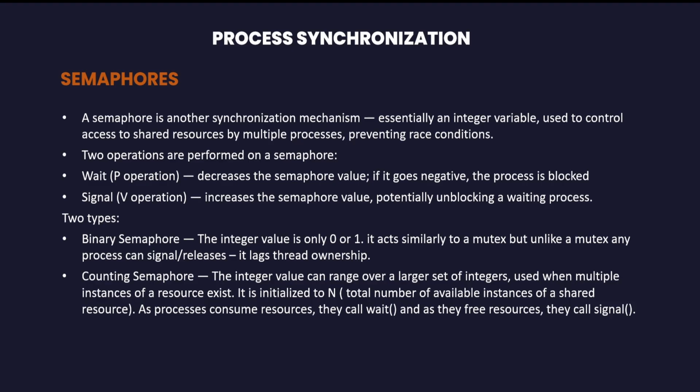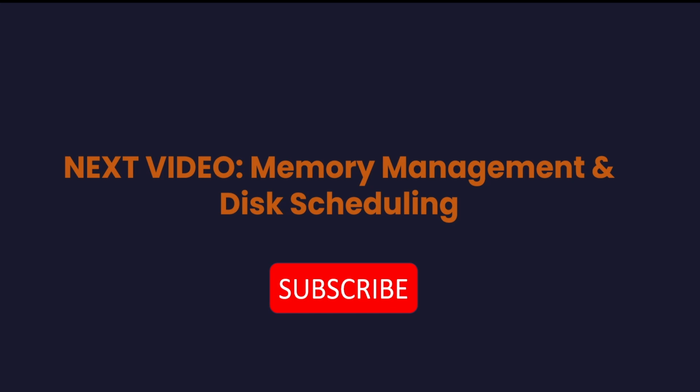Second is the counting semaphore. The integer value can range over a larger set of integers, used when multiple instances of a resource exist. It is initialized to n, that is the total number of available instances of a shared resource. As processes consume resources, they call wait, and as they free resources, they call signal, like we saw in the example. So that was all for today's video.